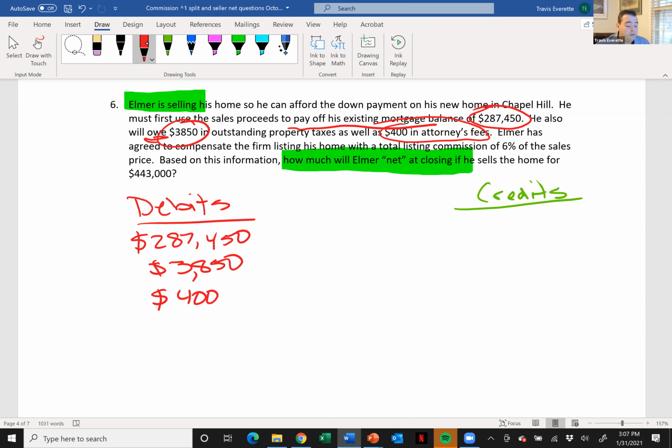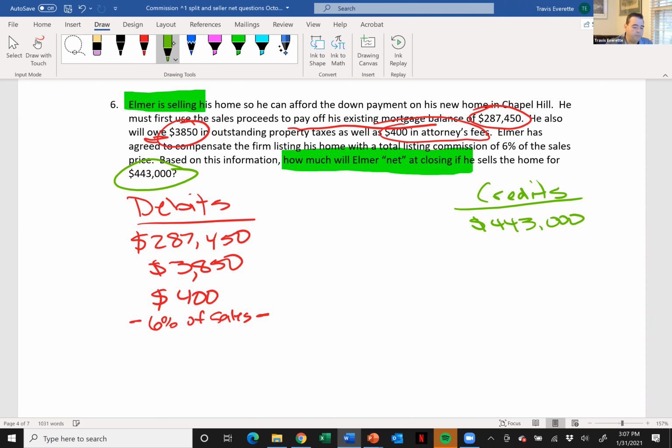It says Elmer has agreed to compensate the firm listing his home with a total listing commission of 6% of the sales price. So I'm just going to make a note here. I need 6% of the sales price as a debit. I don't know what that is yet, but I know I need it. Based on this information, how much will Elmer net at closing if he sells the home for $443,000? Well, there's finally our only credit here. $443,000.